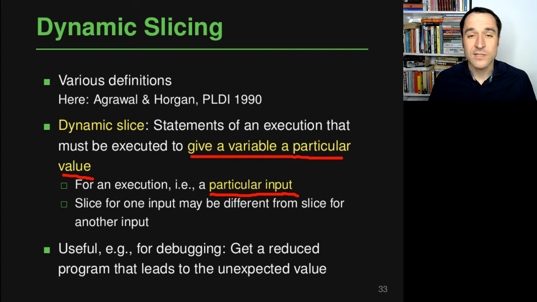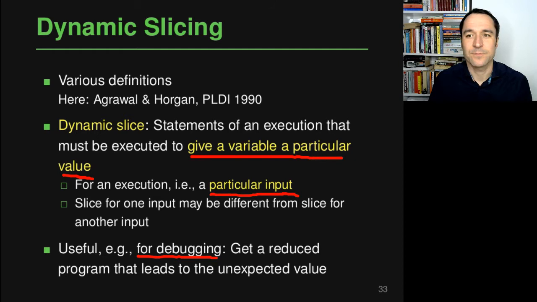Why is this useful? Well, it's useful, for example, for debugging, where you may want to get a reduced program that still leads to the unexpected value that you're observing. So you have an input, you know that it triggers some behavior that you did not expect. And now you want to know which statements in this program are really relevant for this unexpected value. And in order to do this, you would essentially want to compute the dynamic slice.